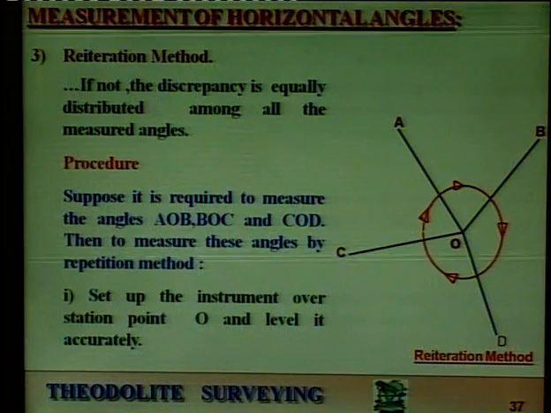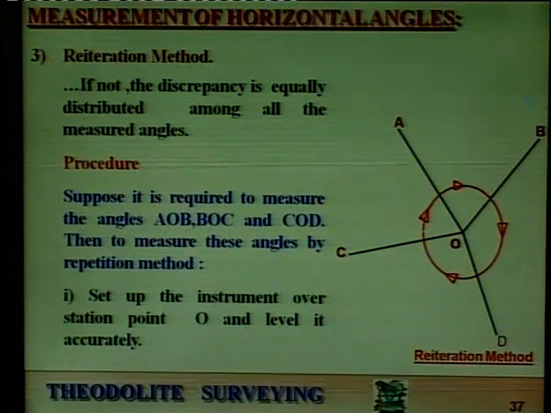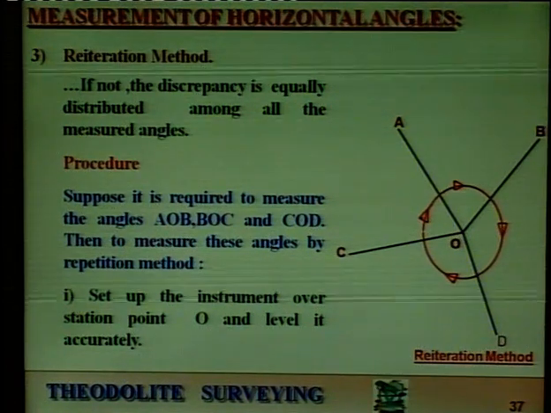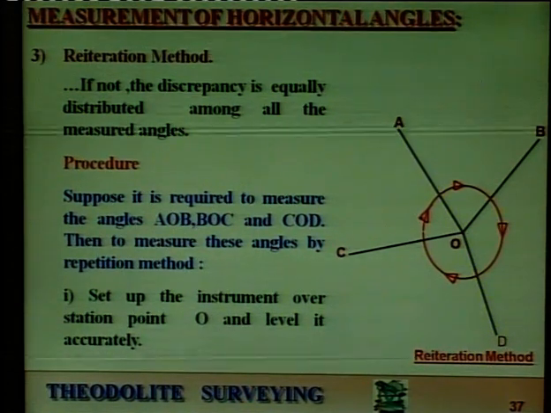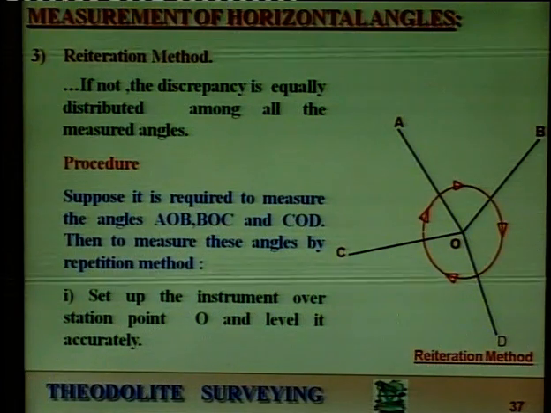Here there are 4 angles. So, the discrepancy is divided equally among the 4 angles. Procedure: what is the procedure? Suppose it is required to measure the angles AOB, BOC, COD.